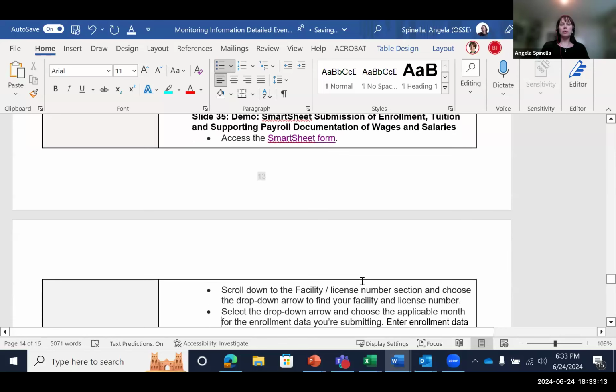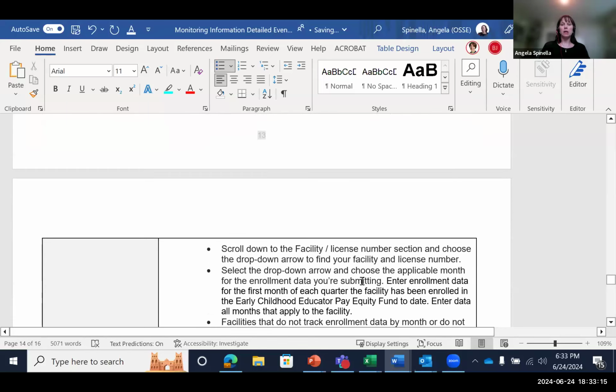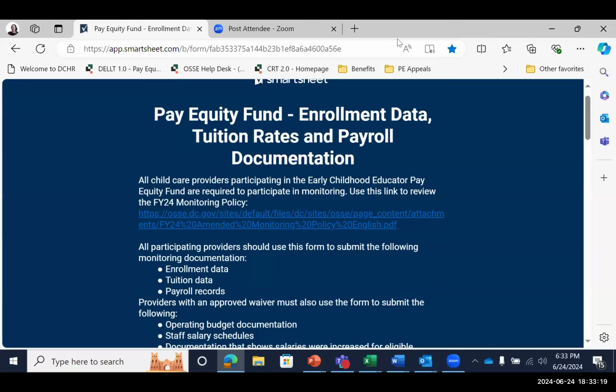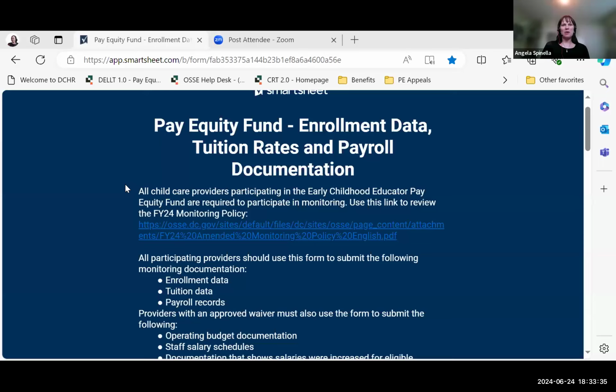You will want to scroll down to the facility and license number. We can't see the screen. Oh, thank you. Okay, one second. Thought that I was sharing that. Bear with me one second. Thank you. Okay, let's try that again. Apologies. How about now? Are we showing? Yes, all good. Okay, great. Thank you so much, Julia.